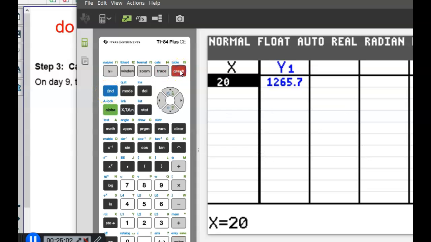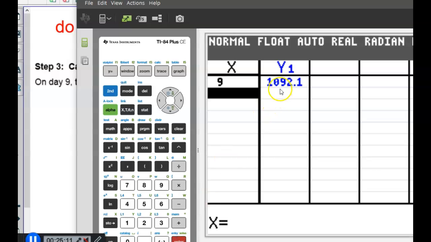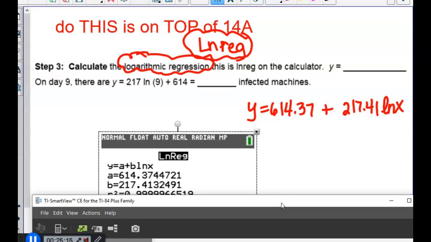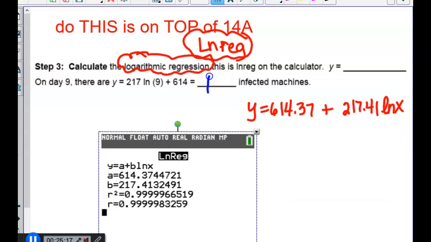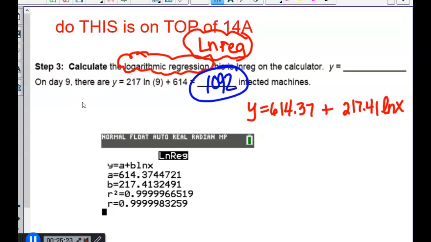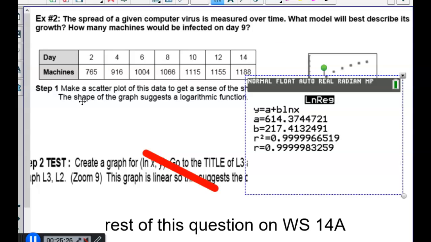Yeah, I can go to the table and I have mine on Ask Auto, or you could just trace. I'm going to put in a 9, and I have about 1,092 computers are infected. Okay, if I go back to the chart of values, does day 9, 1,092 fit right in there? Okay.